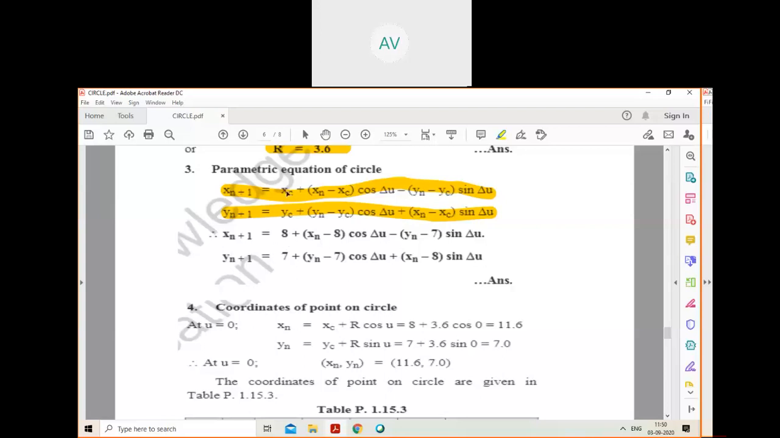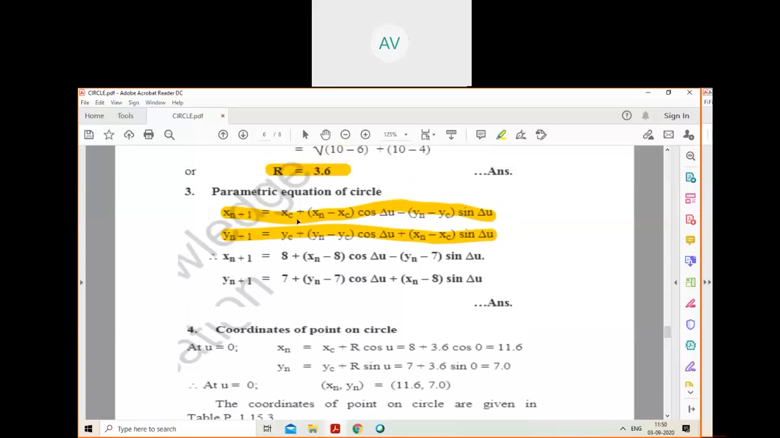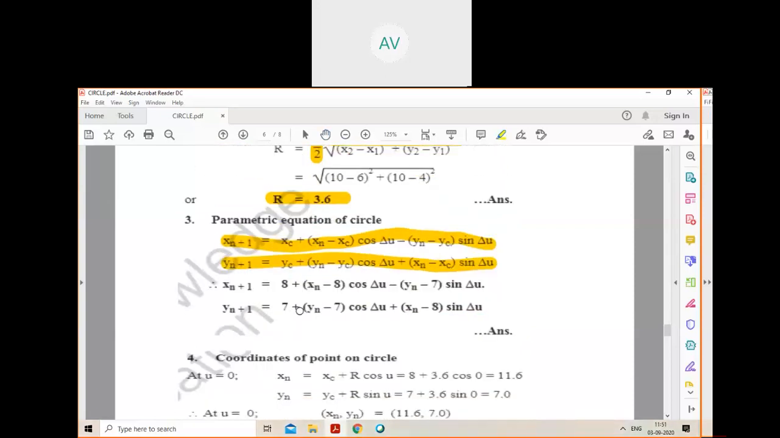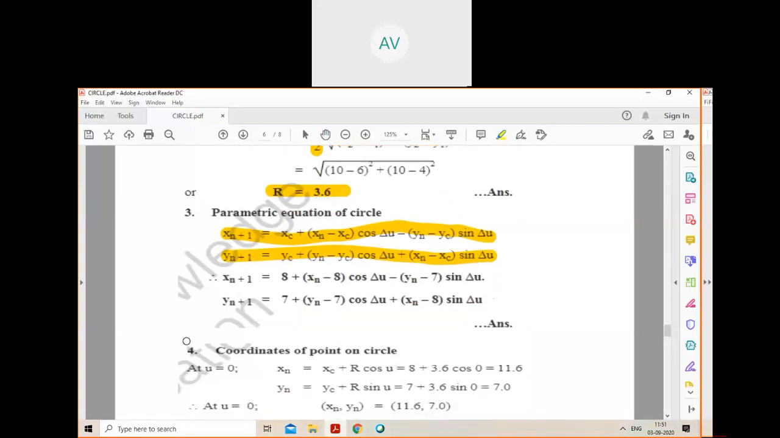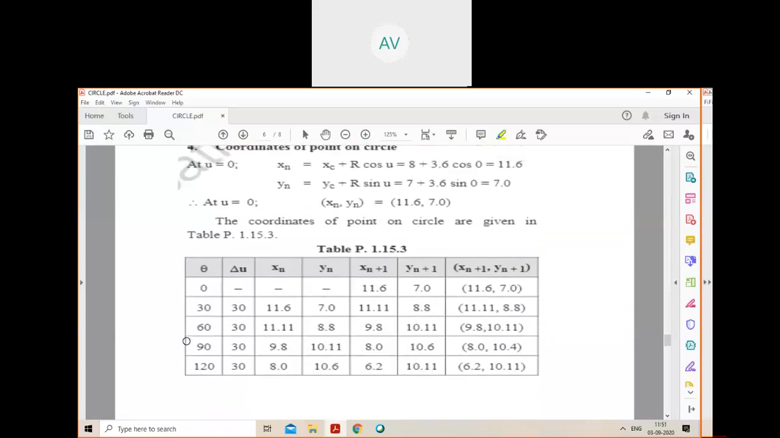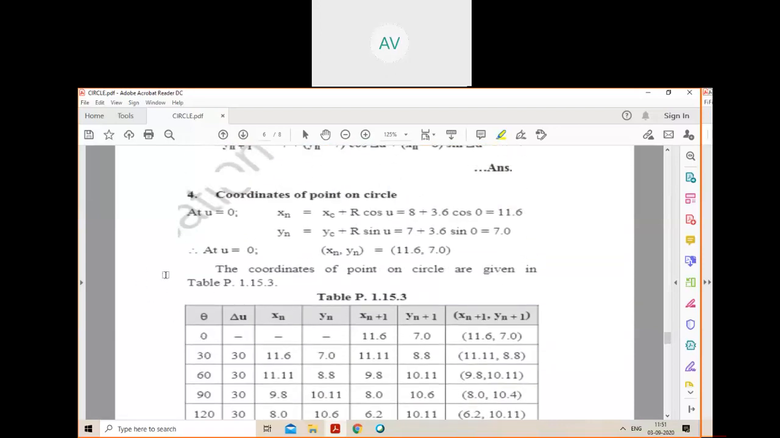See how: first, xc, yc and zc we know, we have calculated over here, xc and yc as 8, 7. So we will rewrite the parametric equation. When finding the coordinates of points on a circle, remember to start with 0 first, because you should know the starting point of the circle. For the starting point, we will take angle u equal to 0: xn equal to xc plus r cos u, with u equal to 0. So we get the starting point of the circle.